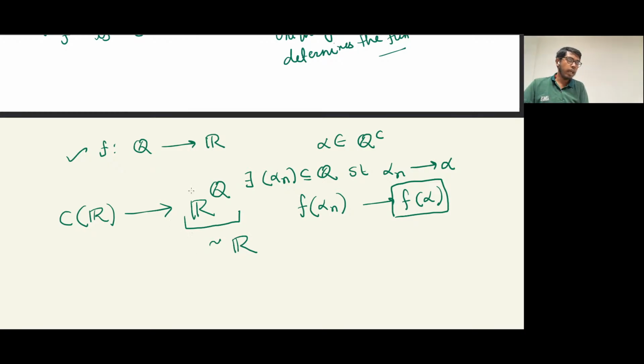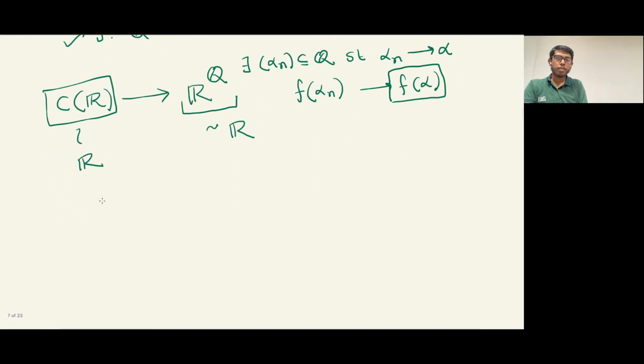Okay? And therefore this also has the same cardinality as R. So this proves that the set of all continuous functions has the same cardinality as R. And the third was the set of all polynomials over R. But the set of all polynomials is basically a subset of the set of all continuous functions.